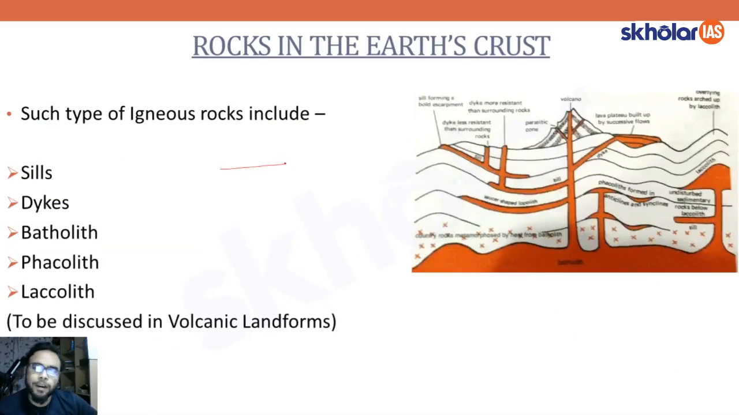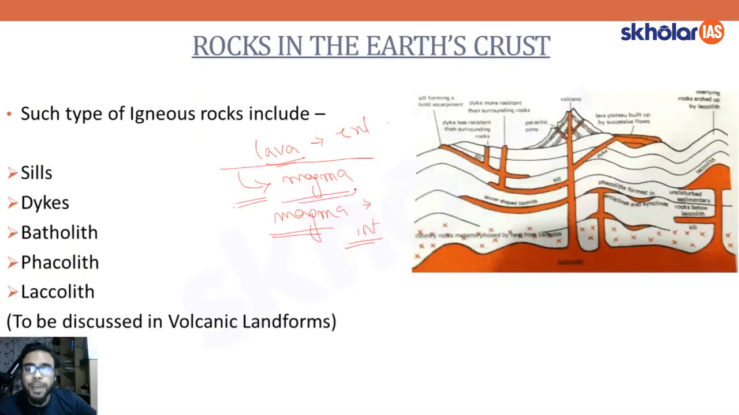Now if this is the earth's crust, magma is cooling down here. If magma cools down here, what do we get? We get intrusive rocks, right? When the lava cools here, we get what? We get extrusive igneous rock. But when magma cools in a position which is just below the earth crust, alright, when the magma is cooling at a lower depth compared to that of your intrusive igneous rock, we get hypabyssal rocks.